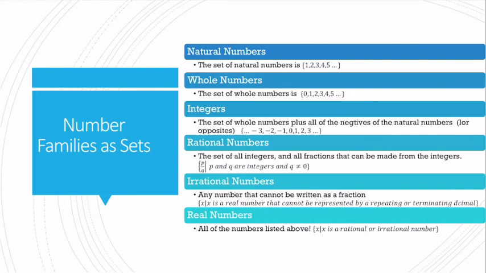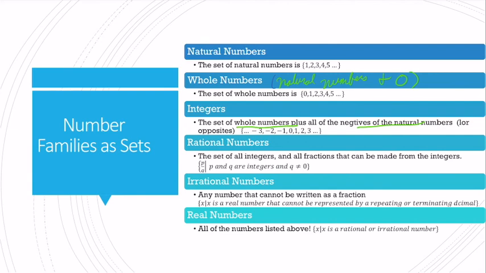So here are the number families written as sets. My natural numbers are all the numbers that we use to count. Like I said, these are also the counting numbers. Our whole numbers are the set of natural numbers plus 0. The integers are the set of whole numbers plus all the negatives of the natural numbers. Those are called opposites or additive inverses. We'll get to that in a little bit. But integers are just positive and negative whole numbers.